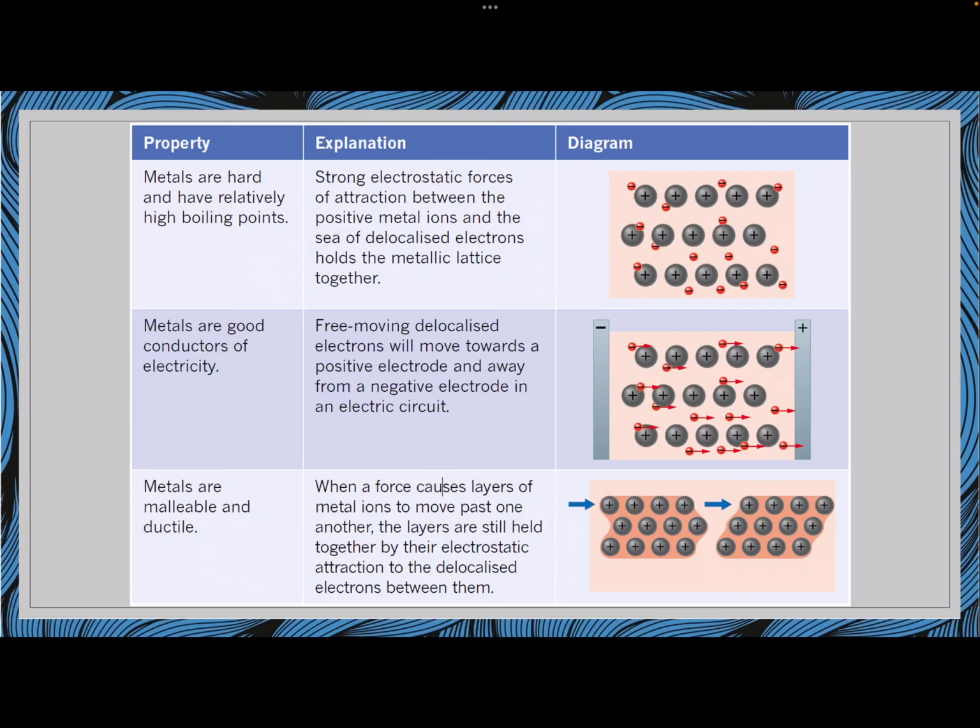Now, the other thing with metals is they're malleable and ductile, so they can be reshaped quite easily, and they can also be drawn into wires. The reason for this is that when a force causes layers to move past one another, they still hold together. We'll see with the ionic ones, it's a bit different. But because of that delocalization, that stabilization, we can actually move the atoms around and deform it.